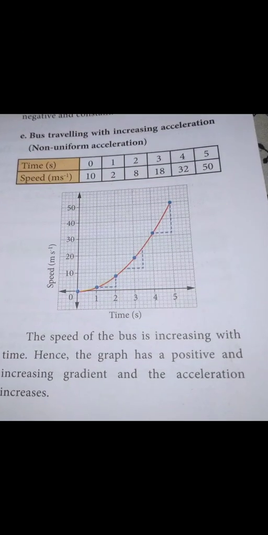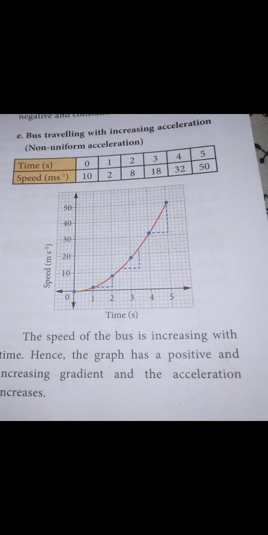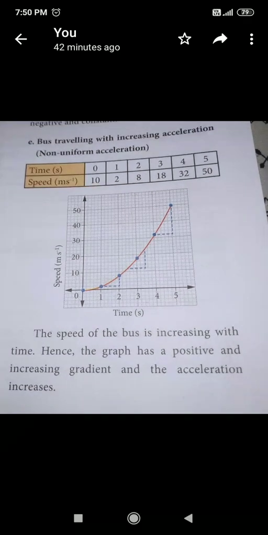Increasing acceleration, that means non-uniform acceleration. See, first they are 0 to 10 and then 1 to 2, 2 to 8, 3 to 18, likewise. The speed of the bus is increasing with time. Hence the graph has a positive and increasing gradient and the acceleration increases.